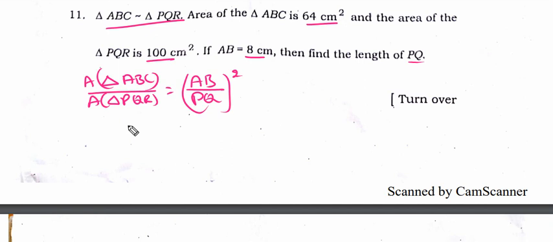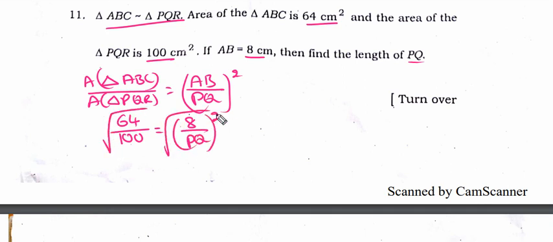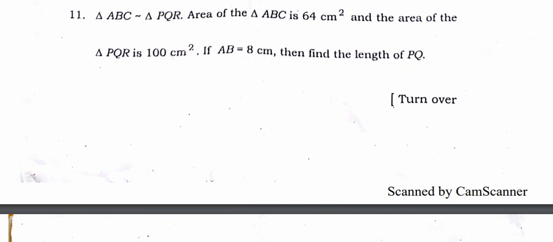Now we have to substitute. Area of ABC is 64, area of PQR is 100, that is equal to AB, which is 8, divided by PQ whole square. For finding the value of PQ, you have to take the square root on both sides. Square root gets cancelled. The square root of 64 is 8, the square root of 100 is 10, then 8 divided by PQ. Here 8 gets cancelled. PQ into 1 is PQ and 10 into 1 is 10. The value of PQ is 10. Then we come to the next question.